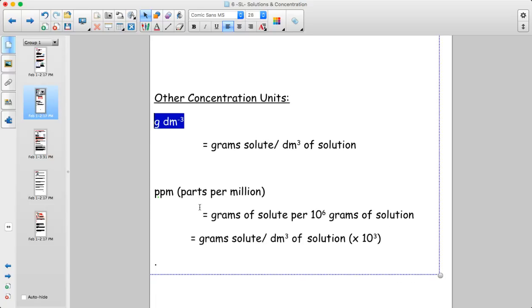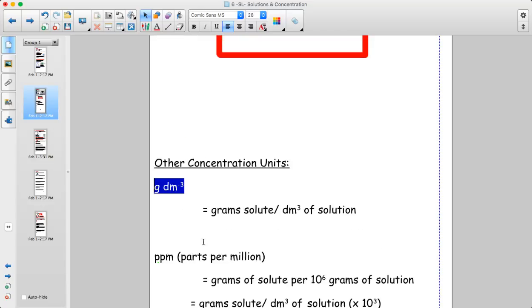And then one that's more important when we talk about things in very small concentrations is the unit ppm, or parts per million. It's the number of grams of solute per every million grams of solution. That sounds pretty complicated, but really all you have to do is take this grams per dm cubed unit of concentration and multiply it by 1,000, and you'll have the parts per million. So not something to overly stress about, but I just wanted to show you one example to show you what you'd get for these different concentrations.